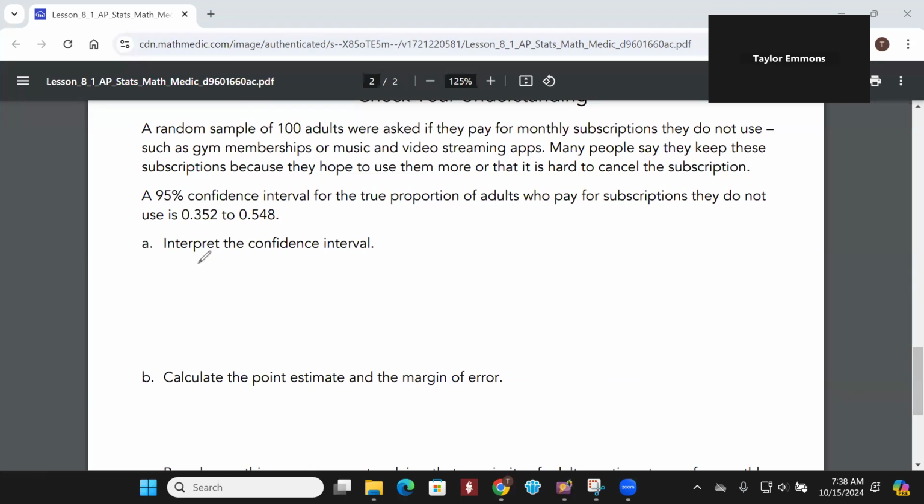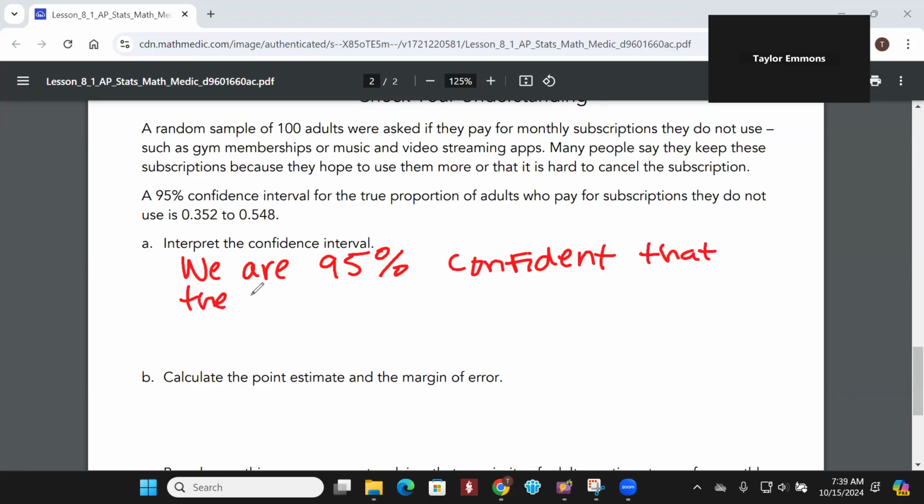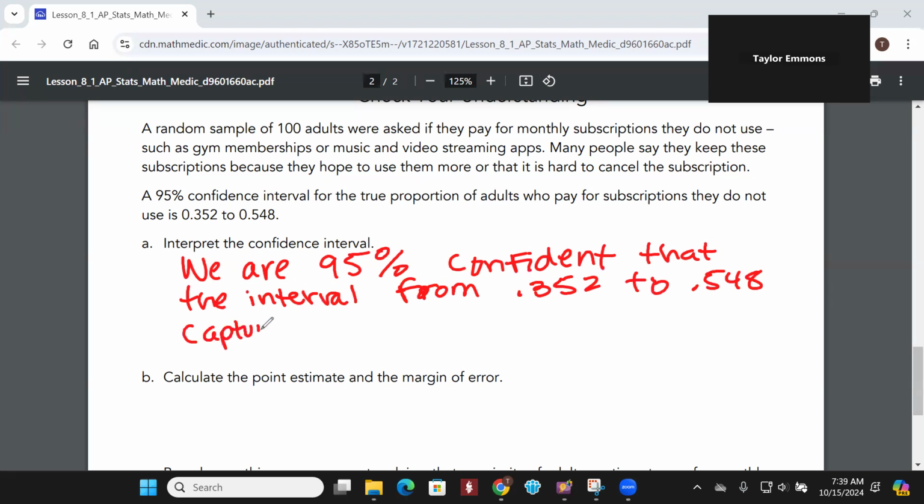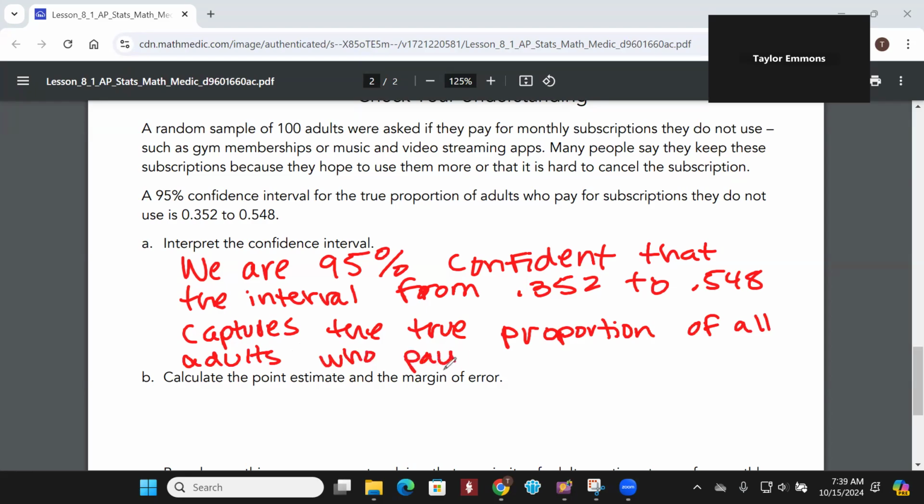Okay, so how are we going to say this? We're going to say that we are 95% confident that the interval from 0.352 to 0.548 captures the true proportion of all students, or I'm sorry, all adults who pay for subscriptions they don't use.